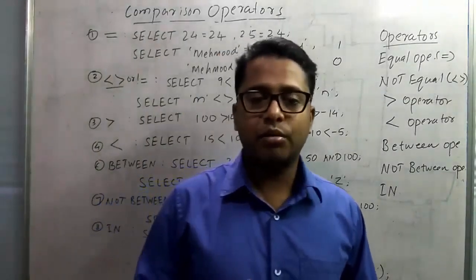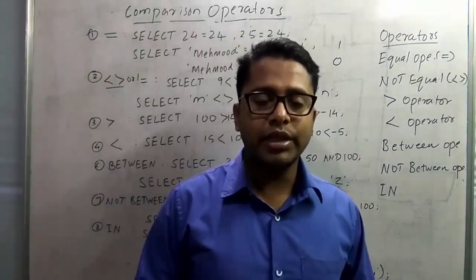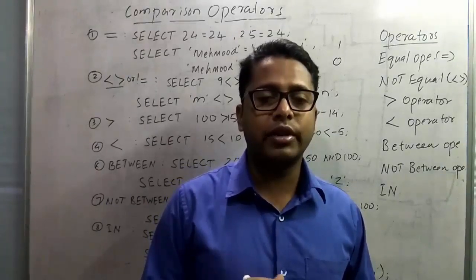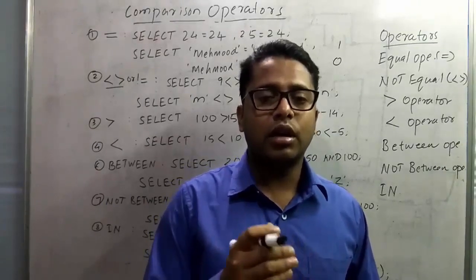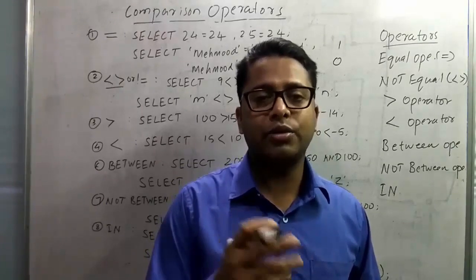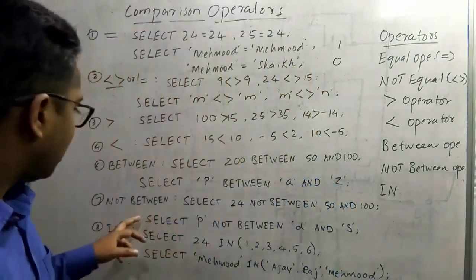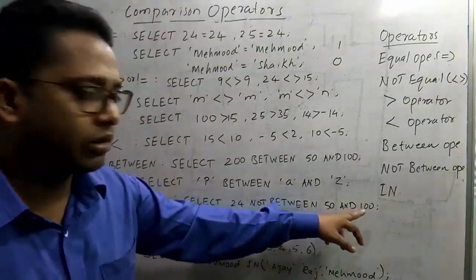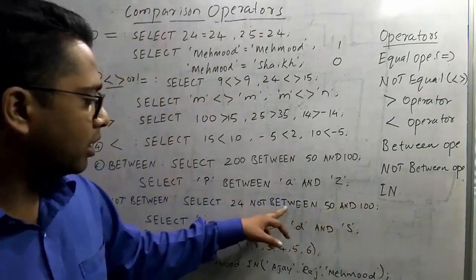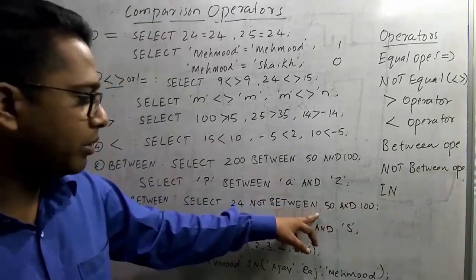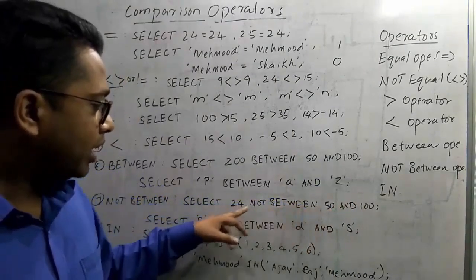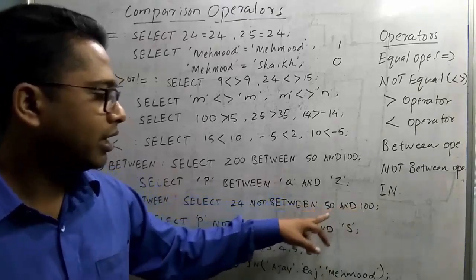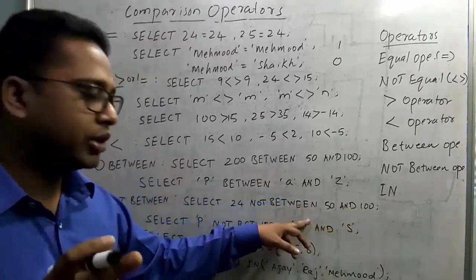Okay, now NOT BETWEEN. Not between is exactly the opposite of between. Here we will check whether a number comes within the range of two numbers. Here you can see: select 24 not between 50 and 100. Here we need to check for not between, but 24 is present. 24 comes under between 50 to 100, that's why this will return a value of 0, which is false.